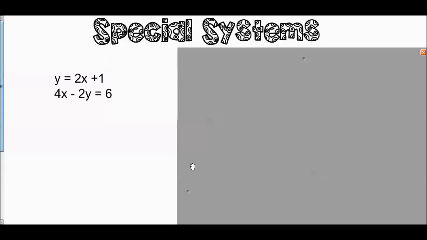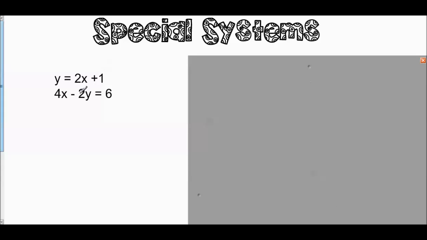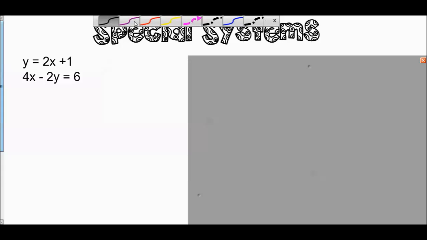Now we have our special systems again, where you get down to it and you have an untrue statement like 5 equals 2, never true, or you have an always true statement like -4 equals -4. So let's see what those look like when you're solving using substitution. I'm using that same how-to, where I'm going to isolate one of the equations. This one is already isolated, which is nice and convenient.